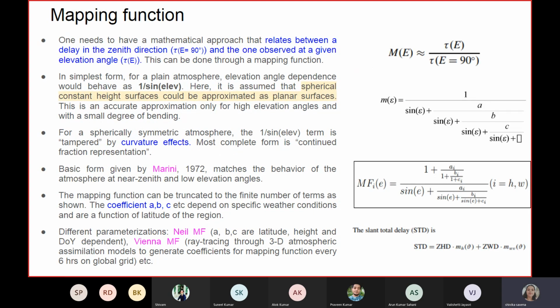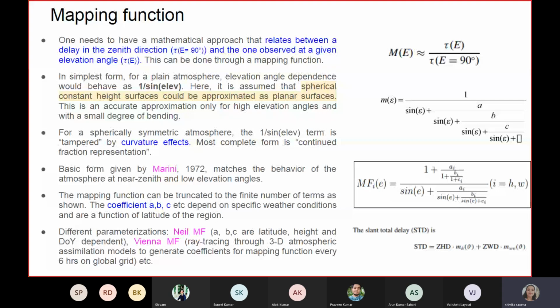So mapping function, there are many mapping functions available. The simplest is 1 upon sine elevation, as we have already seen, but this is for a plane atmosphere. It is the simplest form, which assumes that spherical constant height surfaces can be approximated as planar surfaces. That means we are ignoring the bending. This is accurate only for very high elevation angles, but that is not always the case.